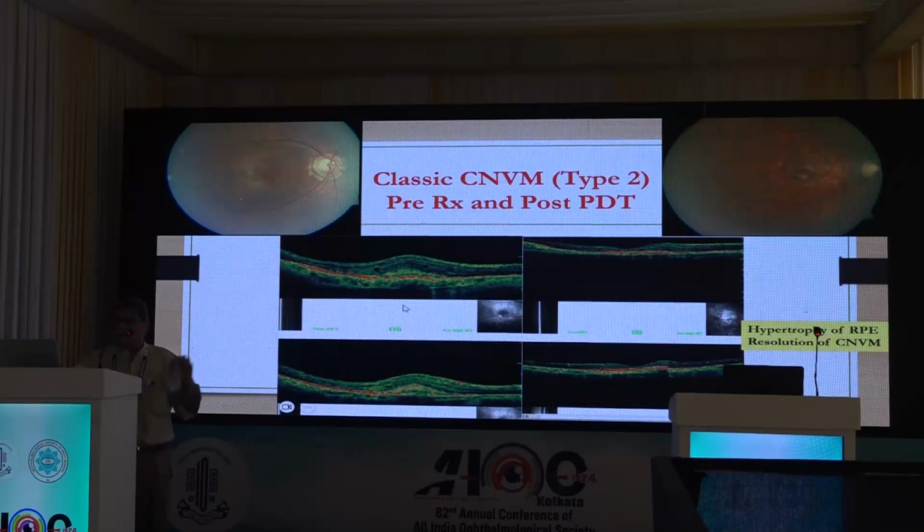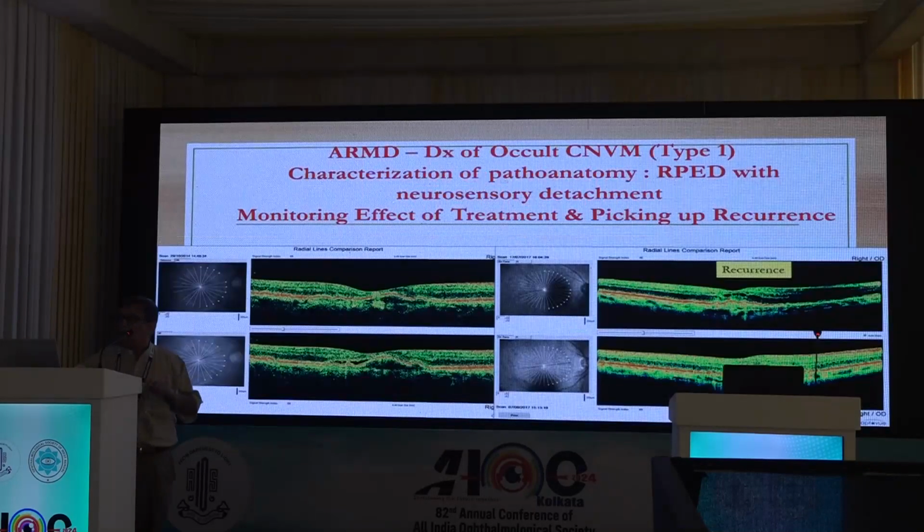Now, this is a patient with the CNVM. Now, this is post-PDT. We did the treatment with PDT and you see the whole thing's gone. Now, it's gone, but there you see what happens, this line becomes red. That means there's a hypertrophy of the RPE there. CNVM resolved, but some scarring is there.